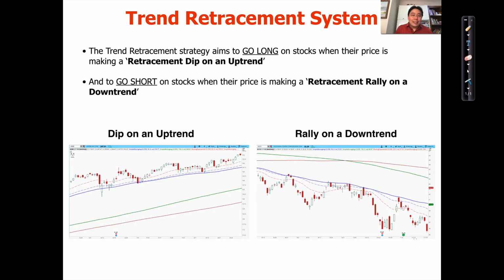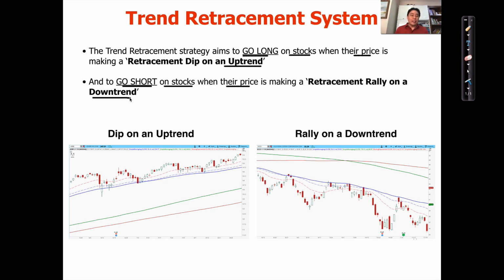Right, so welcome to this lesson on the trend retracement system. This is the first strategy in this advanced course and one of the most powerful strategies, because essentially we'll be trading with the trend. So we're going to be buying or going long on stocks when their price is on an uptrend, and going short on stocks when their price is on a downtrend.